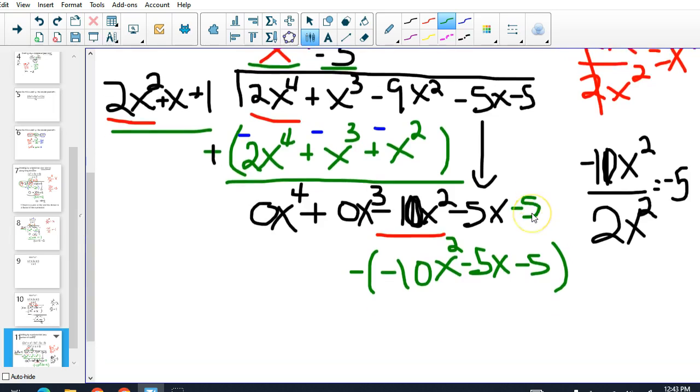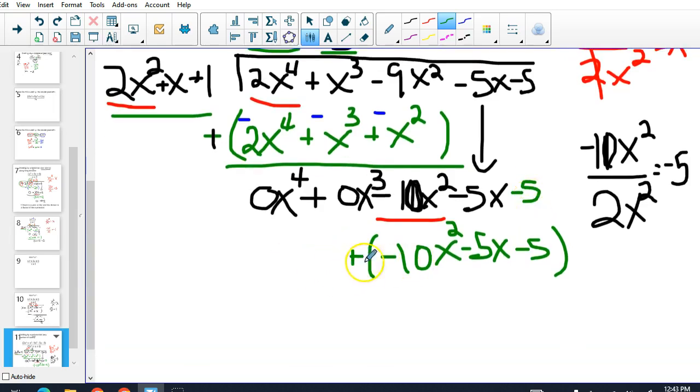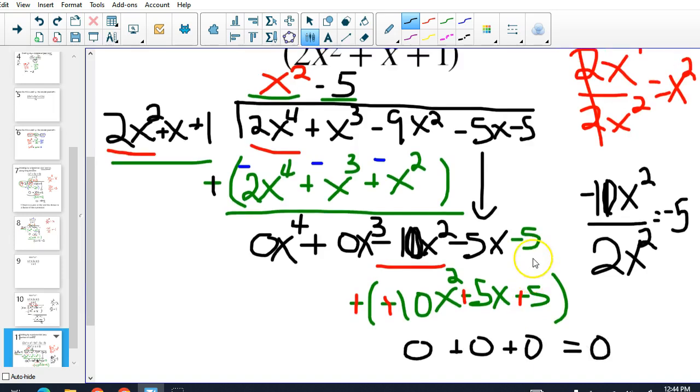And then conveniently, if you can see it already, when we distribute this negative, these all become pluses. Why don't we do that in a different color? So we'll do that with red. Distribute our negative, turning all of our negatives into positives. And negative 10x squared plus 10x squared would be 0, plus negative 5 plus 5x would be 0. Negative 5 plus 5 is 0. So we come out and we have no remainder.